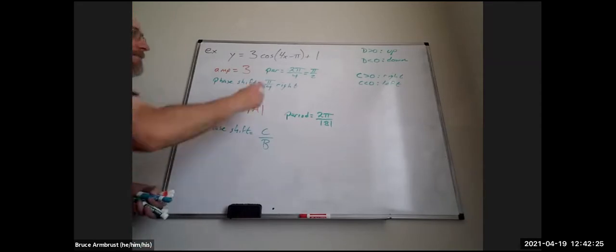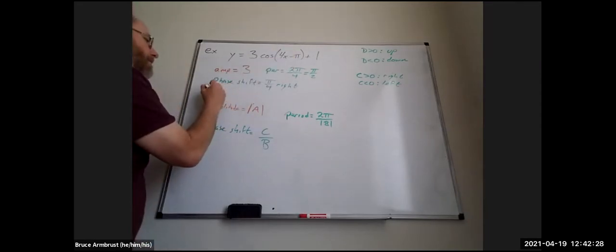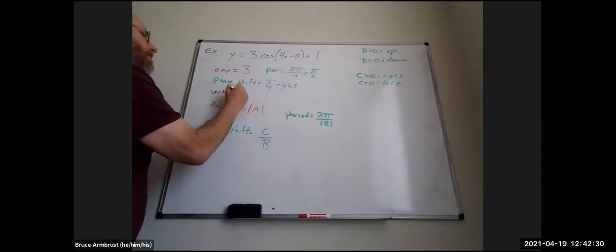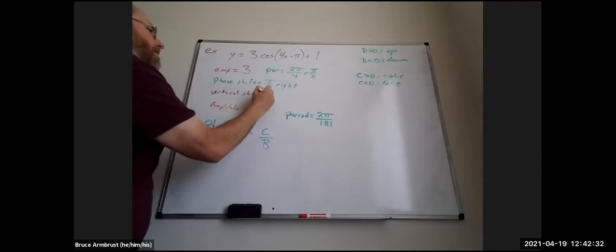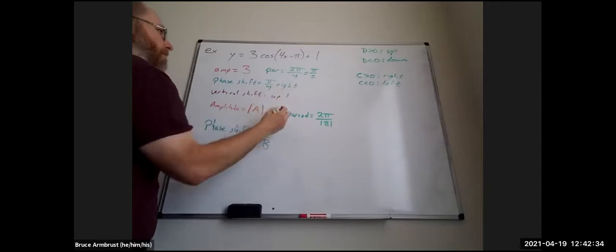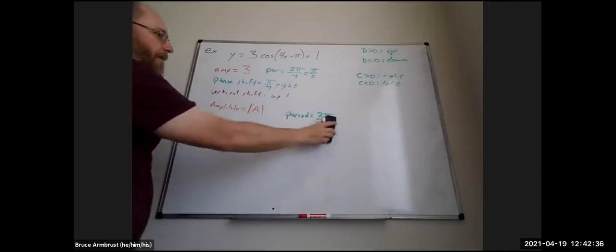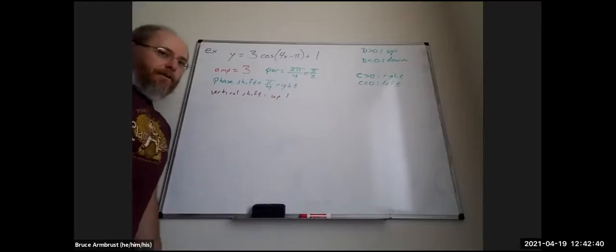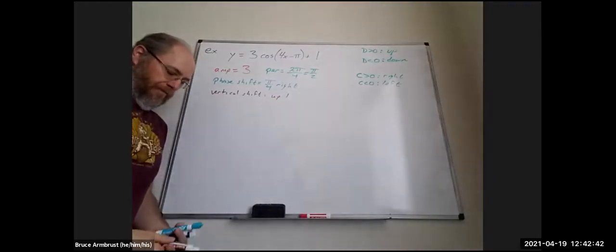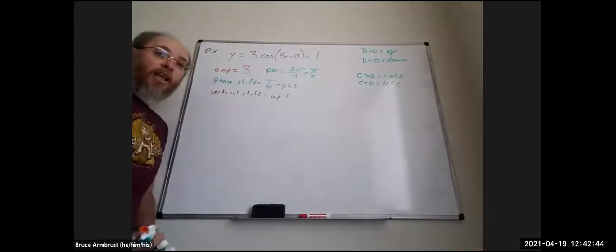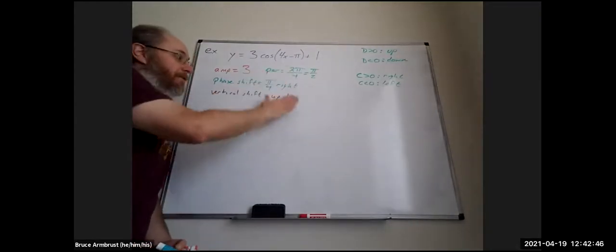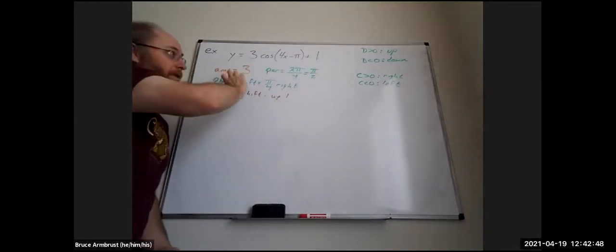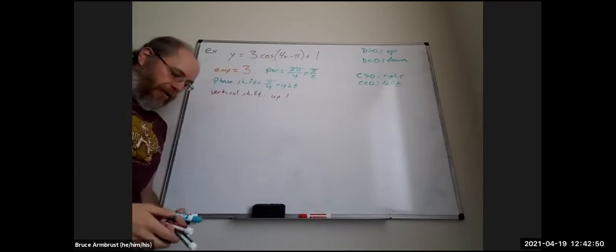And then lastly, that plus 1, there's going to be a vertical shift. We're going to go up 1. And the same deal here, I always write up or down, just so that I can remember. All right, so there's all the information that we know about the graph of this that comes from that equation.